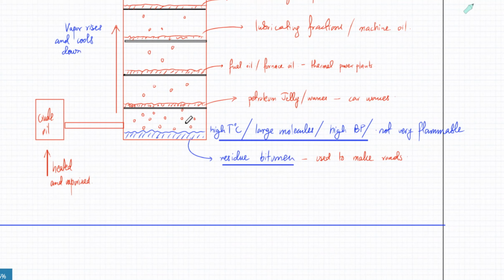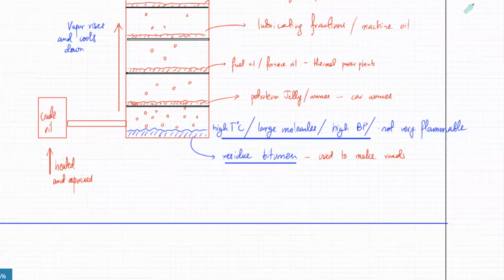Not as many roads as the amount of crude oil you're extracting. So at the end of the day, this thing is kind of useless. Petroleum jellies or waxes are also kind of useless. You don't need that much of it. Most of this stuff is probably going to waste. So there's another process that happens.